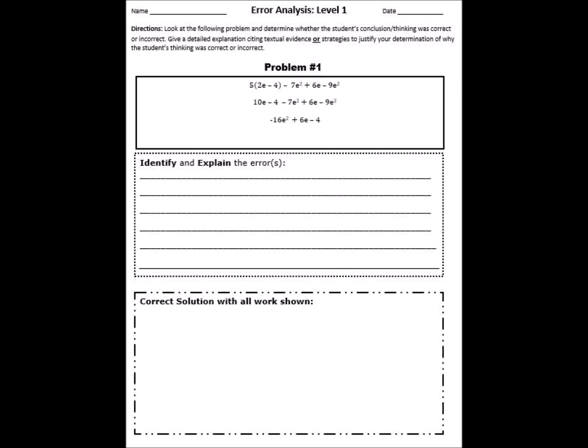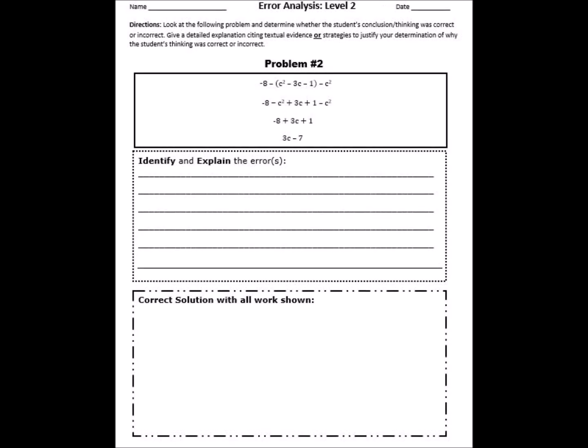I looked at the exit tickets. I saw who was struggling with combining like terms, and I gave them a certain problem. They completed it by identifying, explaining the errors, and then coming up with the correct solution and justifying their answer. I have several student work examples that I am going to show now, so enjoy.